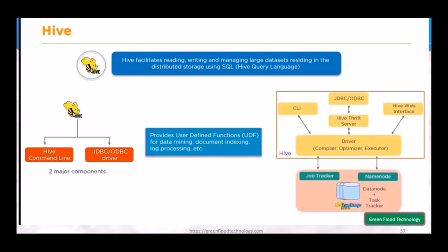Apache Hive is a high-level abstraction on top of MapReduce. It uses an SQL-like language called Hive query language to generate MapReduce jobs that run on the Hadoop cluster. Originally developed by Facebook for data warehousing, it is now an open source Apache project.